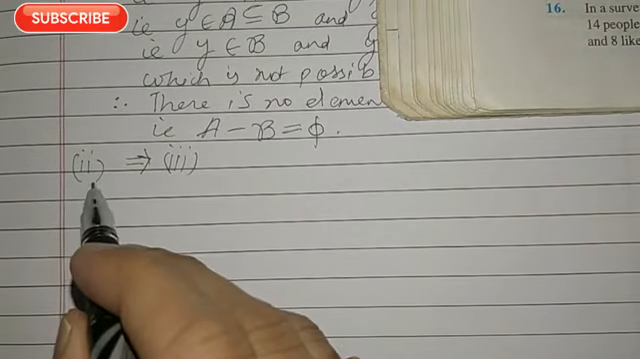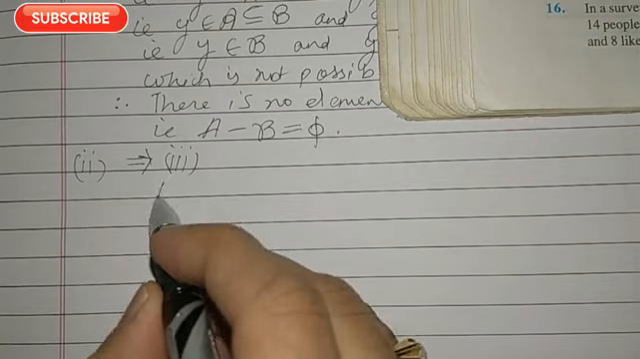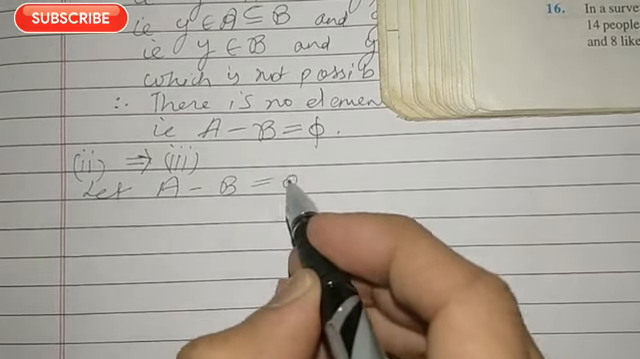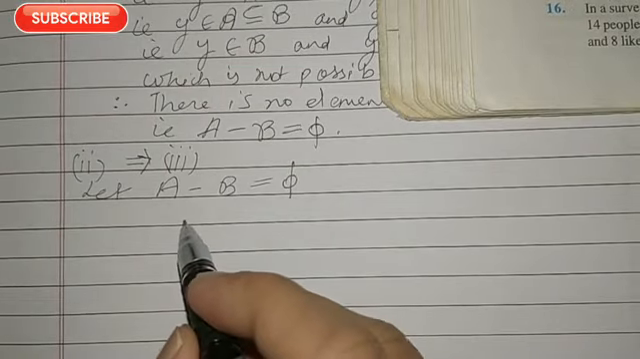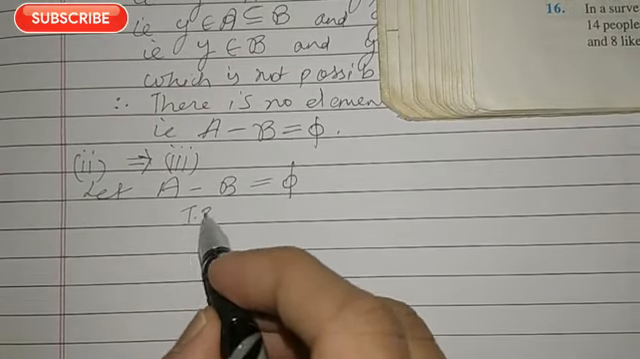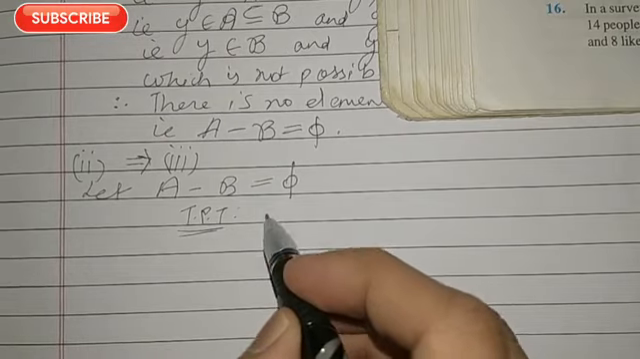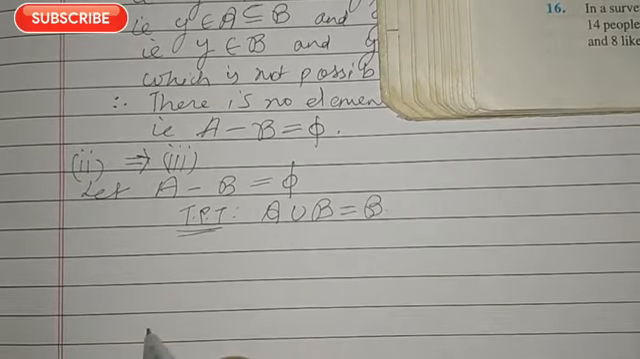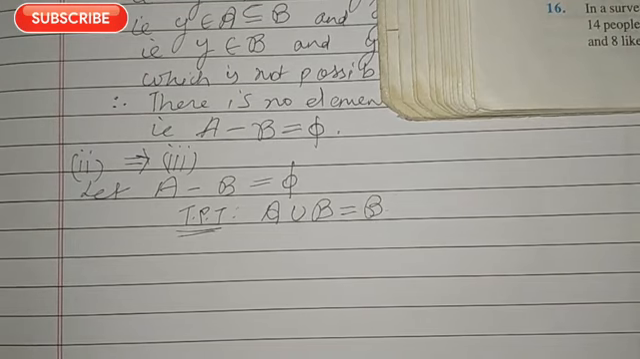So what you have to do is assume 2. 2 is, let A minus B be the empty set. This is the statement 2, right? We have to get 3, that is, to prove that A union B is equal to B.